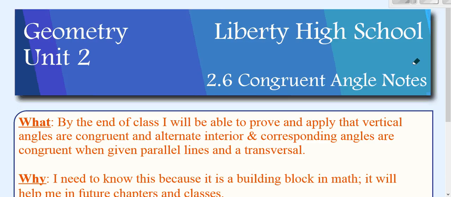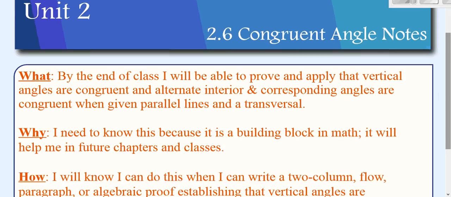So in this unit, we're going to be looking at congruent angles. Last one was complementary, supplementary, where they add to 90 or add to 180. This one, we're talking about congruent. Congruent means equal. So angles that have the same measures, they're the exact same size.